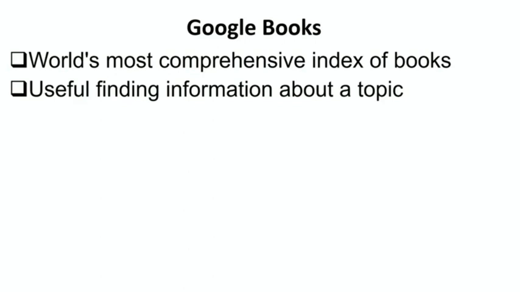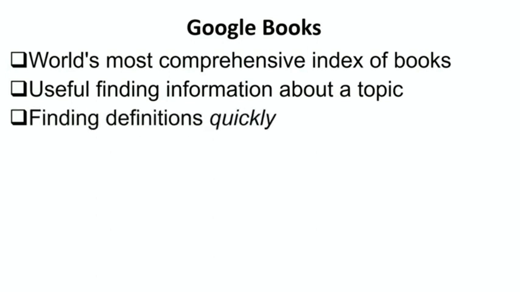Google Books is really good for finding information about a specific theory or a particular concept or a model. I've been using it for around 10 to 15 years. Within a few seconds, you can have information crucial to your critical analysis. You can find definitions of a theory, concept, or model very quickly.